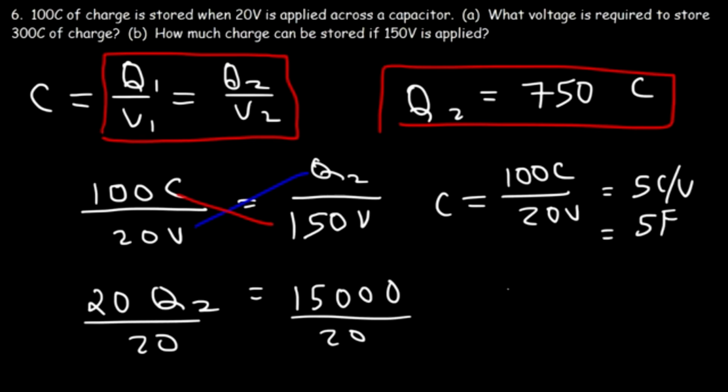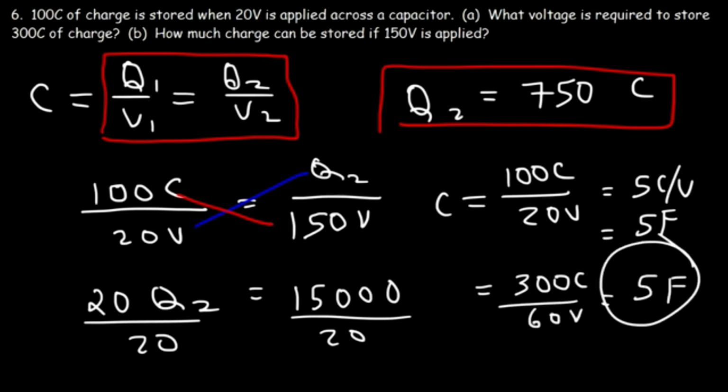Or we could take the voltage at 300 coulombs. At 300 coulombs, the voltage is 60. 300 divided by 60 is also 5. So you get the same constant. So we're dealing with a 5 farad capacitor.